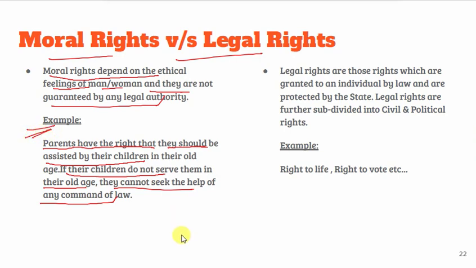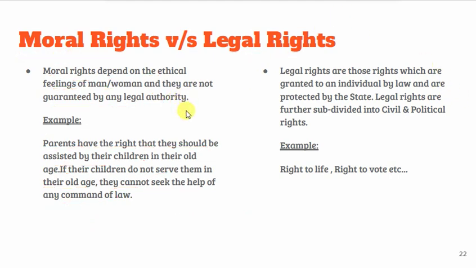If our parents fall into old age, the children have to help them, but if the children do not help them, these parents cannot seek any law and order to get the privilege of what they were requiring from their children. So that cannot happen. So unfortunately we don't have any laws under moral rights. So that is a moral right.